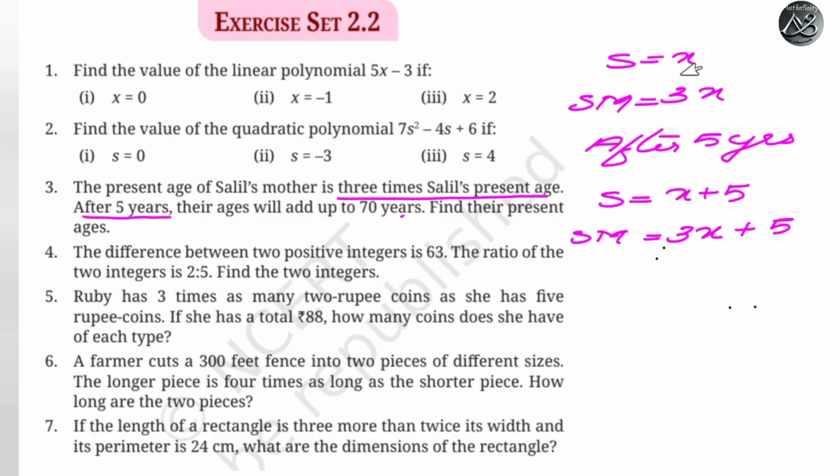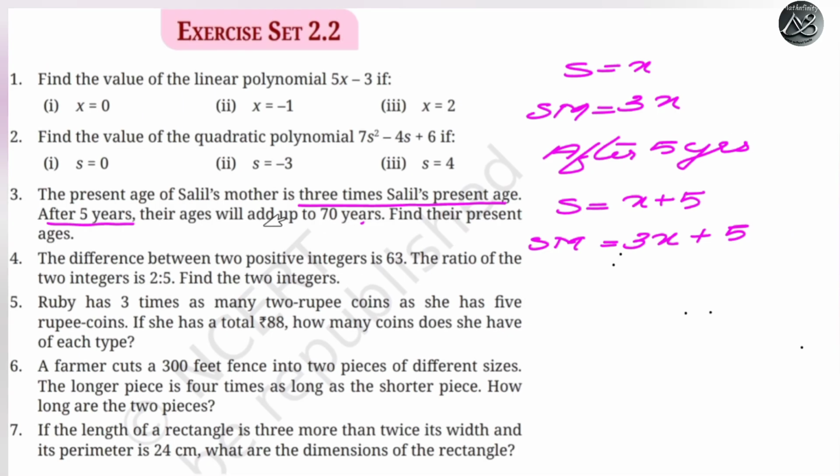Salil's present age is x. So after 5 years, his age will become x plus 5. Salil's mother's present age is 3x. So after 5 years, it becomes 3x plus 5. And it is given that after 5 years, their ages will add up to 70. So when we add their ages after 5 years, how much does it come? 70. That is, x plus 5 plus 3x plus 5 equal to 70.